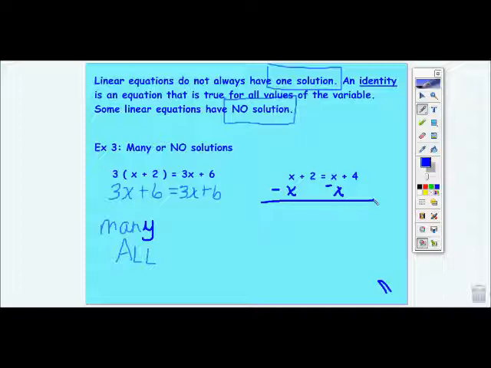However, when I do that, x minus x would leave me nothing on this side, and x minus x would leave me nothing on this side, and now I'm left with 2 equals 4. Can 2 ever equal 4? No. So this is a no solution. So you have an all and a no.